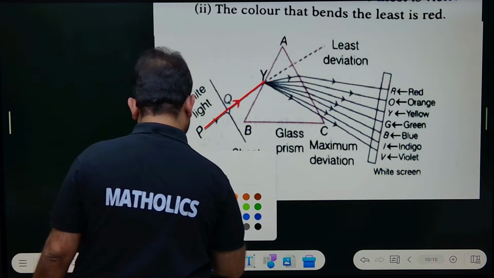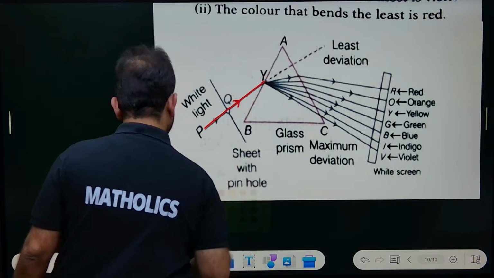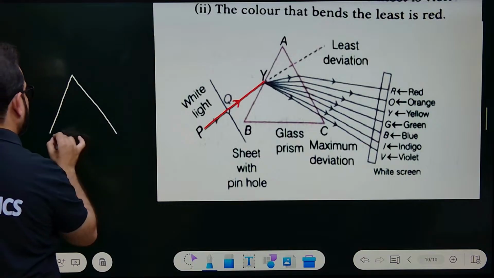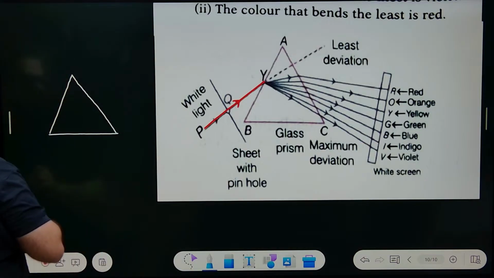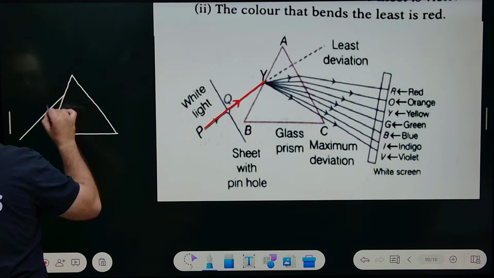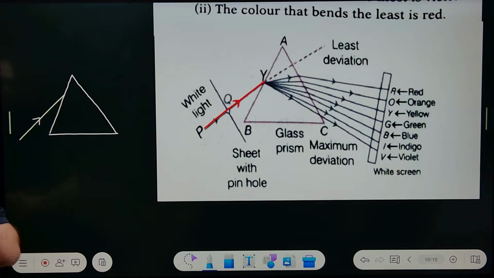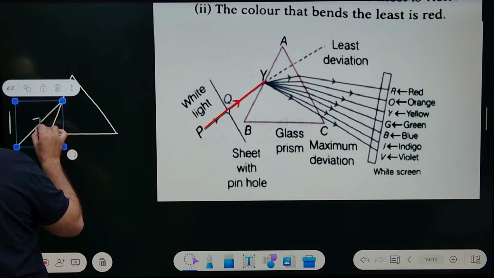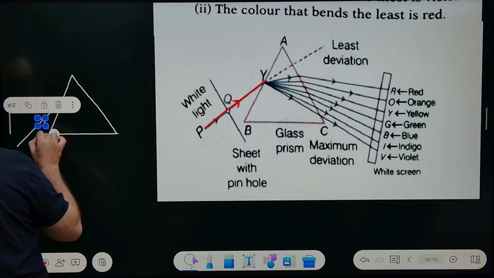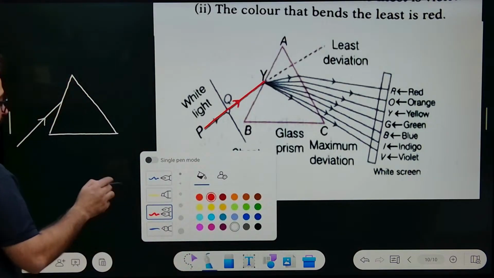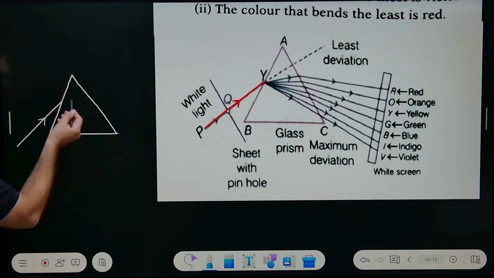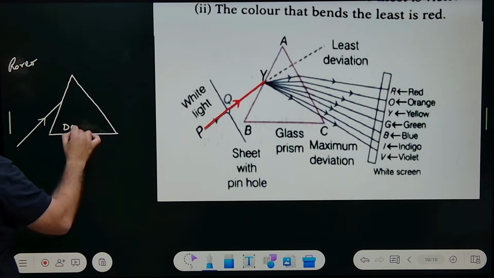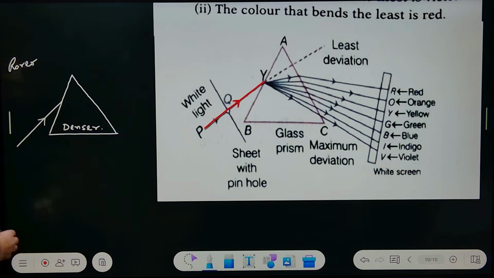Let me tell you. Say this is a glass prism, and a ray of light is coming like this. Now tell me, is this medium rarer or denser? This outside medium is the rarer medium, and the inside medium is denser. Yes or no? Glass is obviously denser than air.